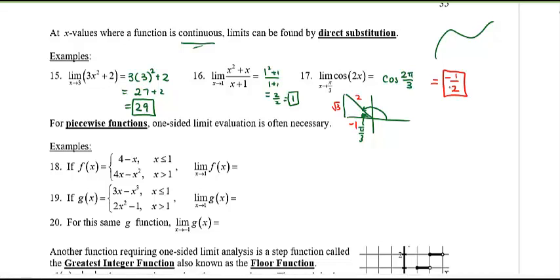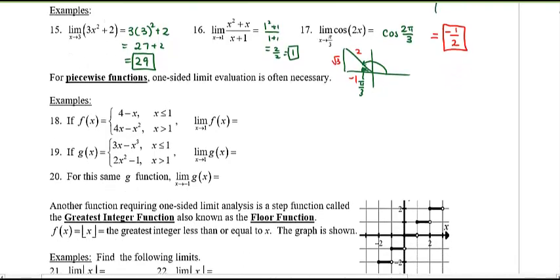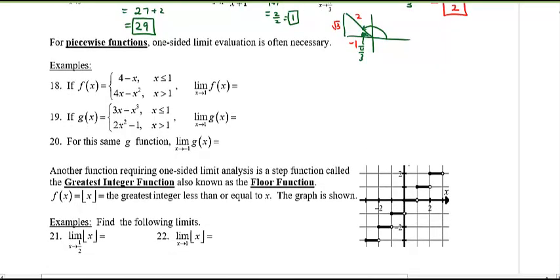So nice and easy when it's continuous. We can just directly substitute in the values. But what about a piecewise function? These might not necessarily be continuous everywhere, so how do we go about doing the limits for these functions? Well, let's take a look at some examples here. Number 18 says if I've got f of x, and it's actually two pieces, it's 4 minus x when x is less than or equal to 1, and it's 4x minus x squared when x is bigger than 1, then what actually is the limit as x approaches 1?